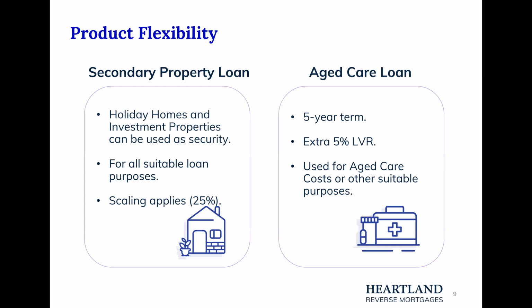Please note as well that if your clients have a secondary property that was owned prior to the capital gains tax date, which was in September 1985, we will reduce that scaling to 10% from 25%. So that's just an important one to note.